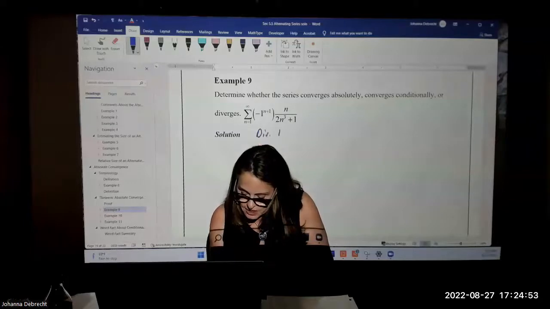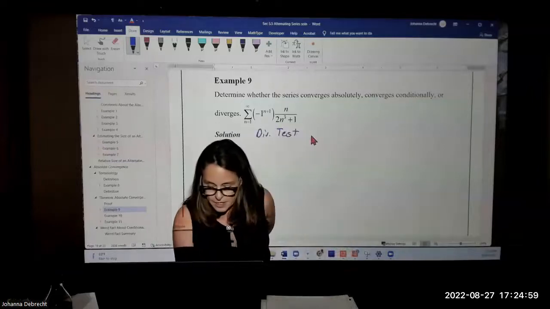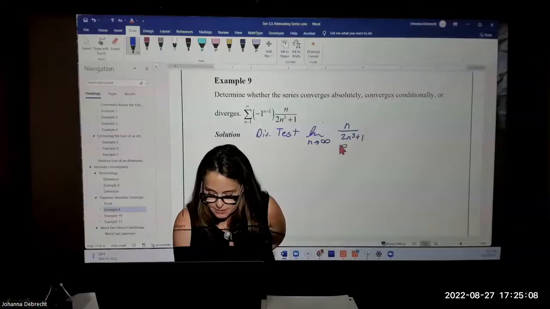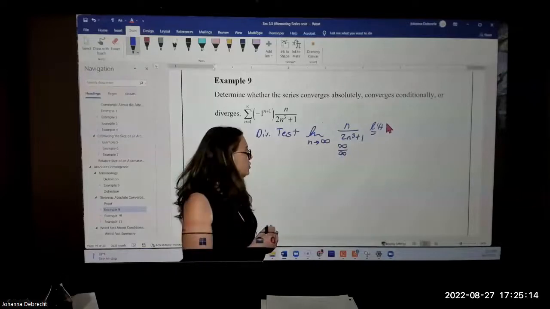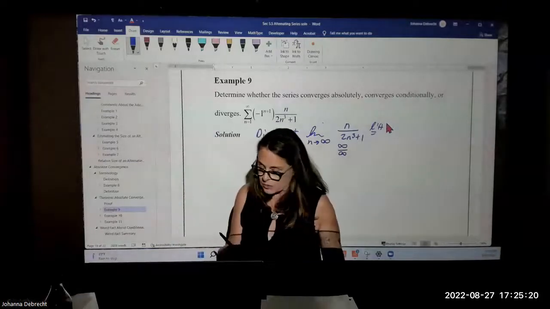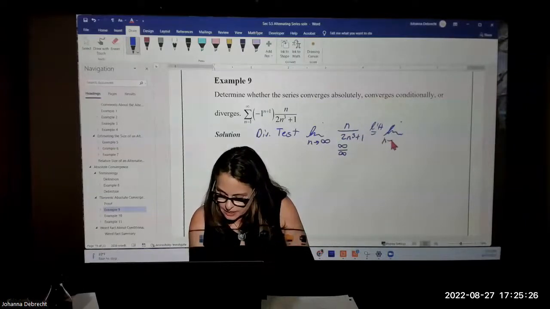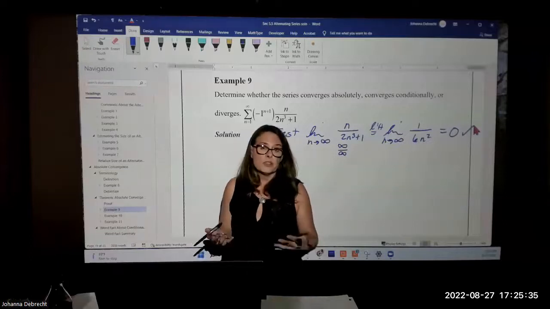And remember, the divergence test says that the limit of the sequence part has to go to 0. And so if I take the limit of the sequence part as n goes to infinity of n over 2n cubed plus 1, this has form infinity over infinity. You can apply L'Hopital's rule, or you can simply do the ratio of the leading coefficients. So this is going to give me the limit as n goes to infinity of 1 over 6n squared, which we know goes to 0, which means it's inconclusive, right?